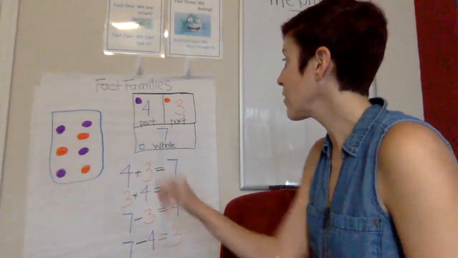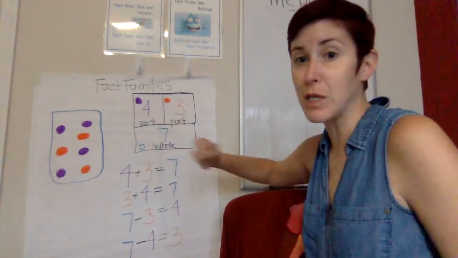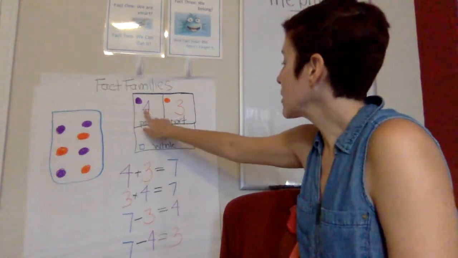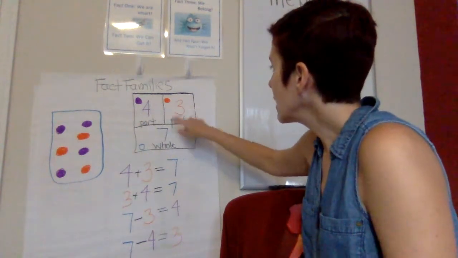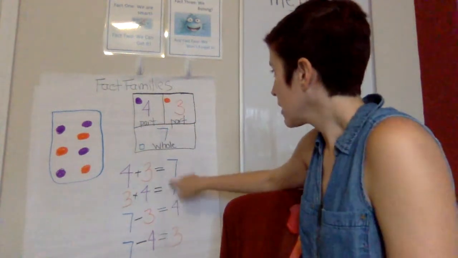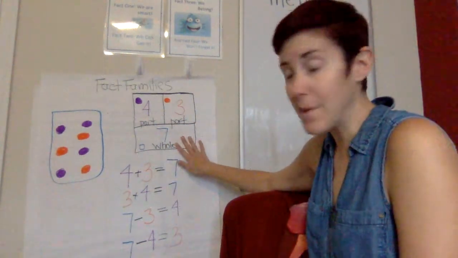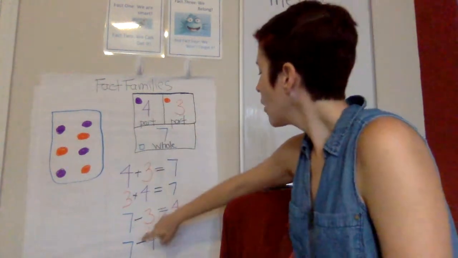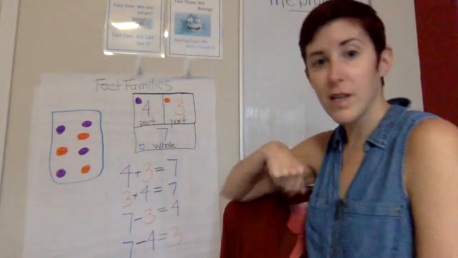So remember, our fact families, they want to stay together. They're a family, so we don't want to add new numbers in there. So we go either from the top, 4 plus 3 is 7, or 3 plus 4 is 7. Then for our subtraction, we have to start big. 7 take away 3 equals 4, or 7 subtract 4 is 3.